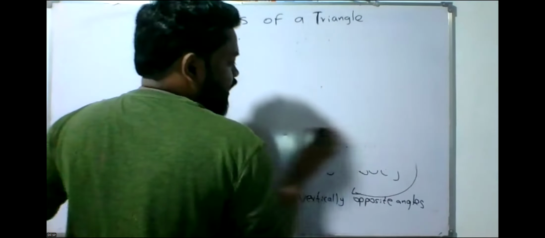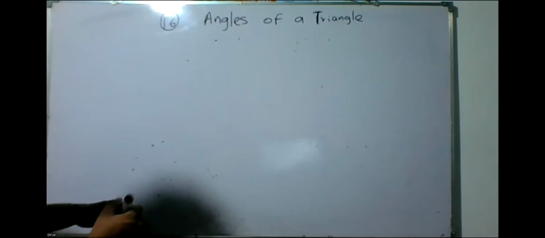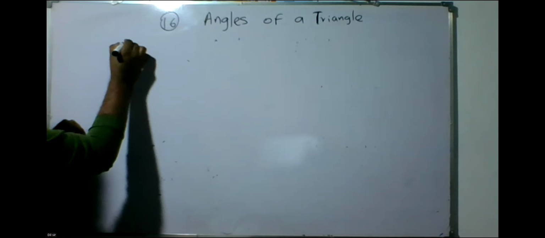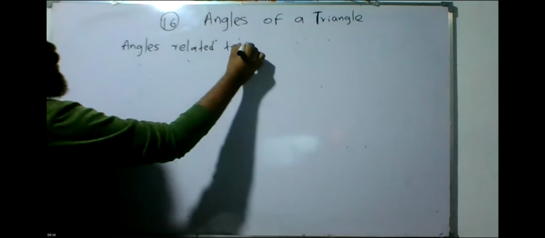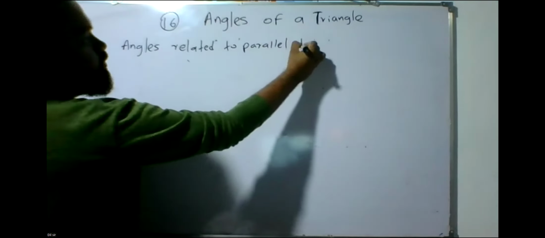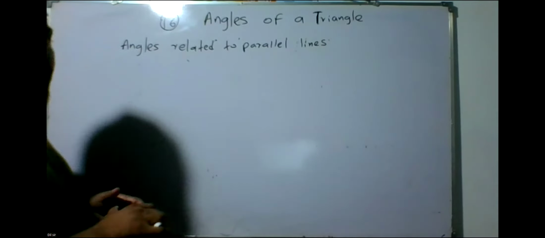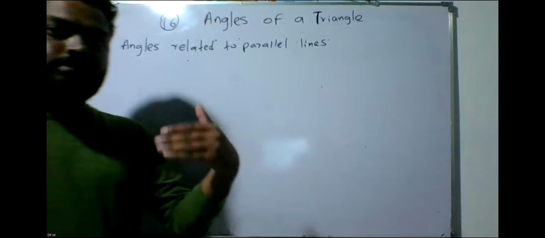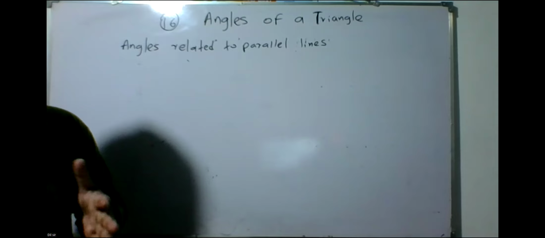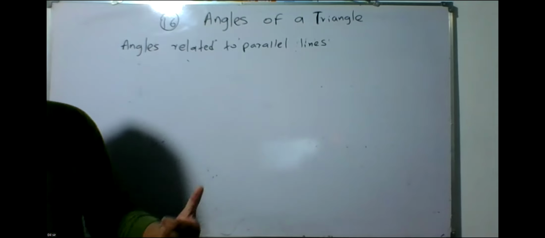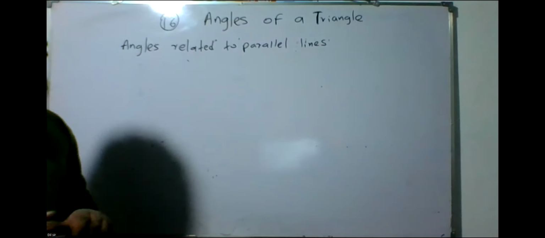Next one. Angles related to parallel lines. Grade 9, first term lesson. Why are we recalling these? Because these things are very important for the further parts of this lesson. That's why I'm recalling these. Actually, you have this revision in your textbook also, before the revision exercise.